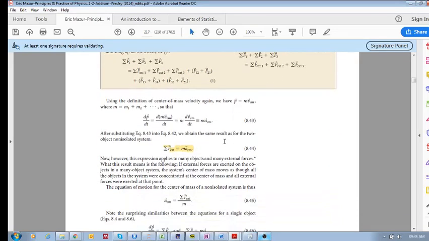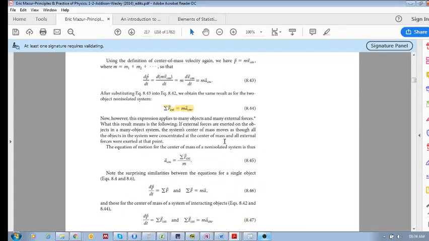Then, in a similar way to the two-object system, the sum of the external forces is equal to the mass times the acceleration of the center of mass. So if you want to determine the acceleration of the center of mass of your system, we sum up all the external forces and we divide by the total inertia of the system. Okay?